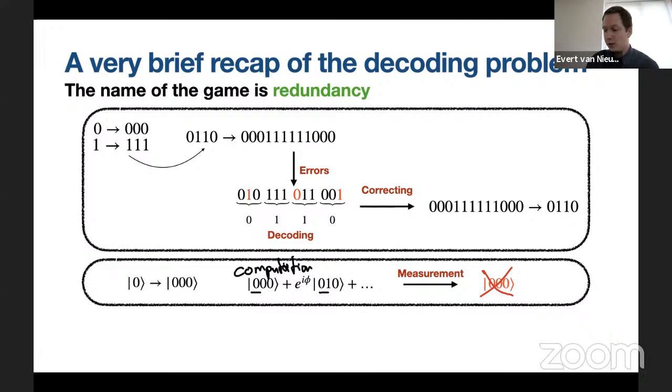We have the no cloning theorem, right? Maybe you've heard of that, probably you've heard of that. So there's all kinds of issues that we will have to overcome, and that's sort of this simple idea of repetition is not going to work.